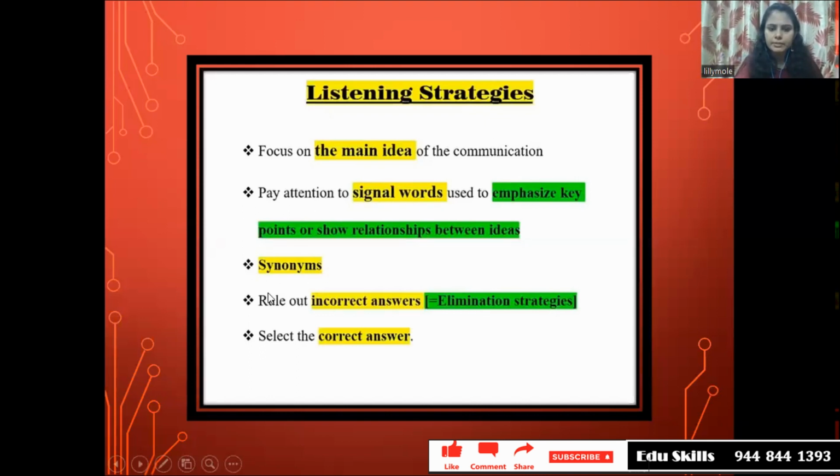Then synonyms. Then rule out incorrect answers. We can use the elimination strategy. So while listening to the audio, we can understand that this option is not mentioned in the audio. So we can rule out that one and select the correct answer.